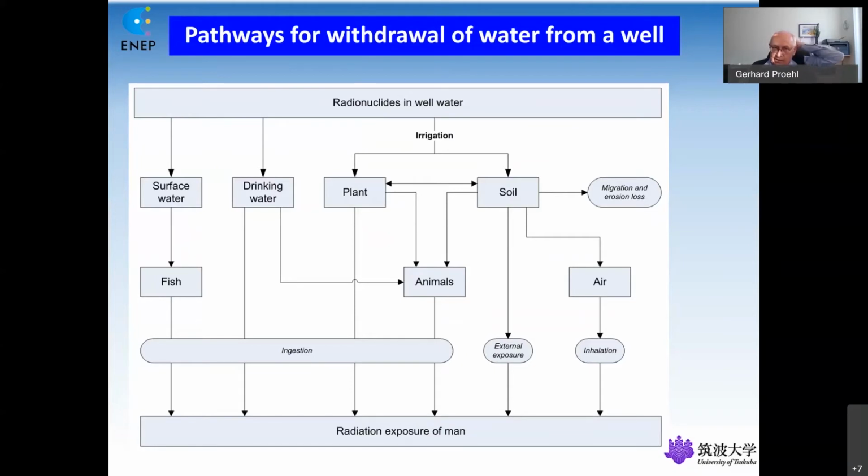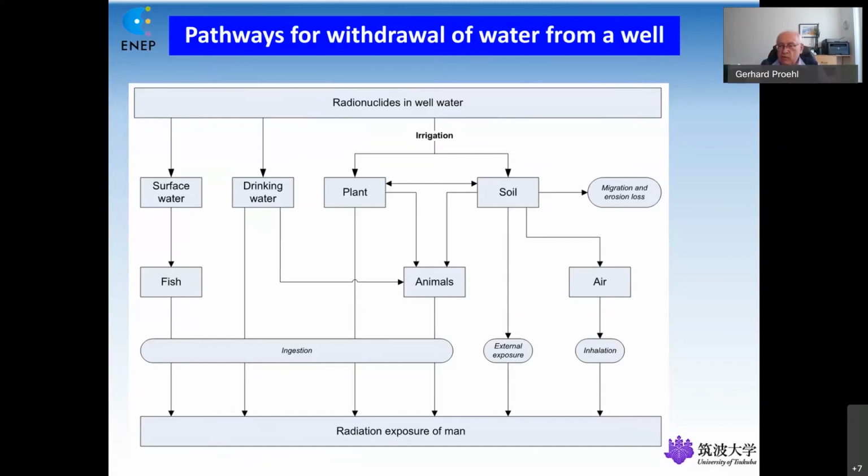And this is what you see here. We have the pathways for withdrawal of water from a well. Again, there's the radionuclides in the well water. They come up to the surface water, and we have contamination of fish, but may be also used for drinking water, and very important, for irrigation. Irrigation causes contamination of plant and soil. Plants are used as food, or plants may be fed to animals, and then we eat the animal products as meat, milk, or eggs.